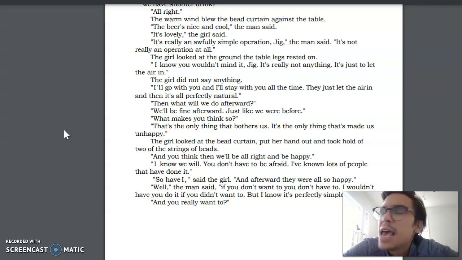And I'll go ahead and spill the beans. They are talking about an abortion. Yes, this is a story about an abortion. They're using parlance of the times, "let the air in," but it is a story about an abortion. That makes sense when we discuss what the white elephant is.